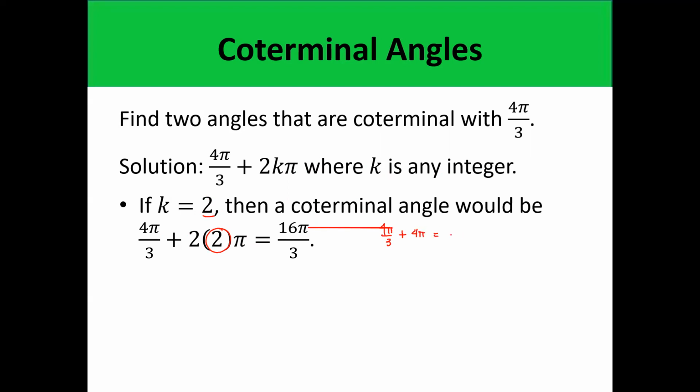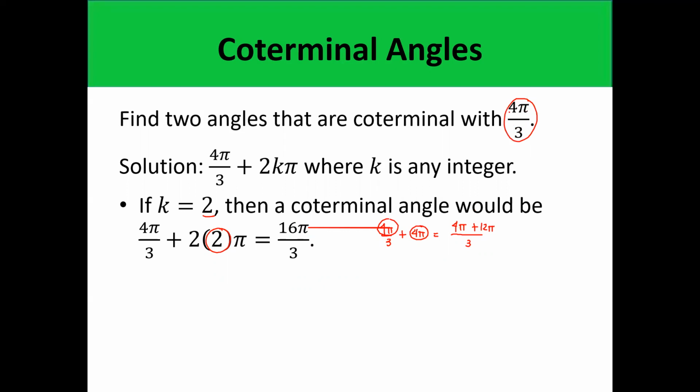Combining these two, we get 3 as the LCD. 3 divided by 3 is 1 times 4 pi is 4 pi. And then 3 multiplied by 4 pi here is 12 pi. So 4 pi plus 12 pi is 16 pi. Which means that 16 pi over 3 is a coterminal angle of 4 pi over 3.